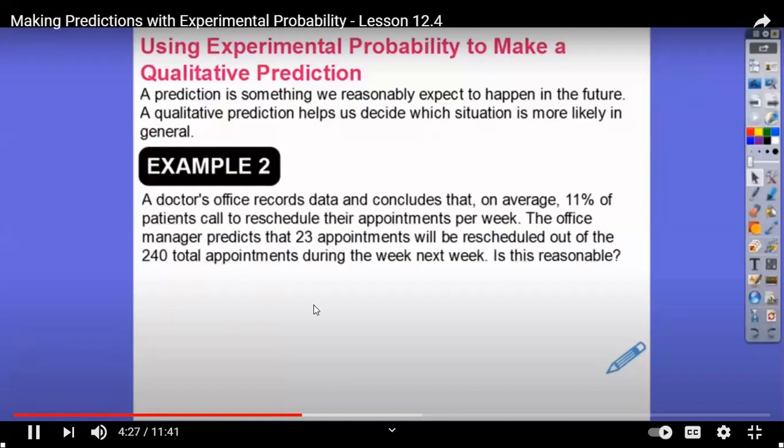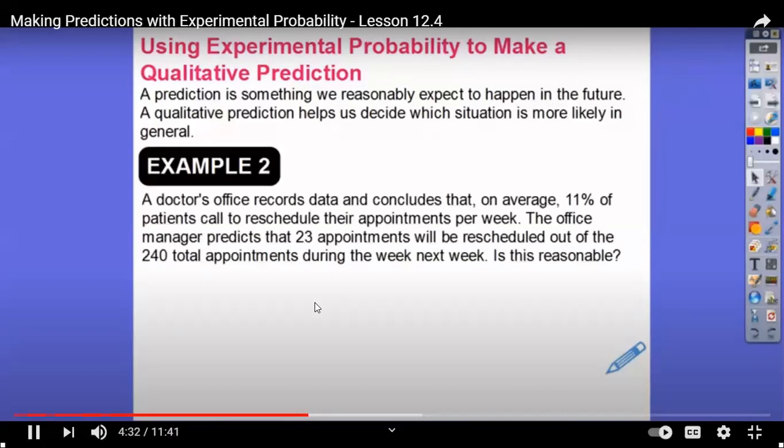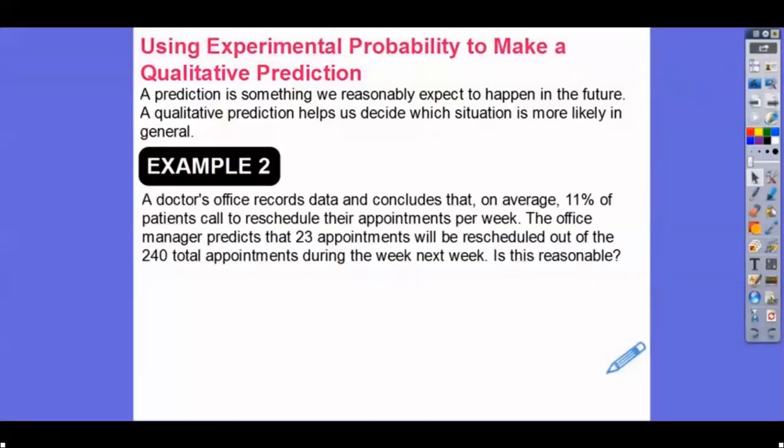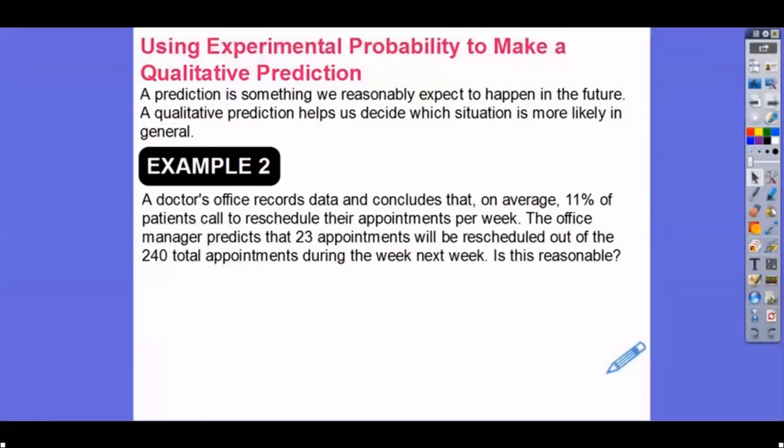A doctor's office reports data that on average, 11% of patients call to reschedule their appointments per week. I sometimes do that. It happens sometimes. Life gets in the way. A doctor's office records data and concludes that on average, 11% of the patients call to reschedule their appointment per week. The office manager predicts that 23 appointments will be rescheduled out of the 240 total appointments during the week next week. Is this reasonable?